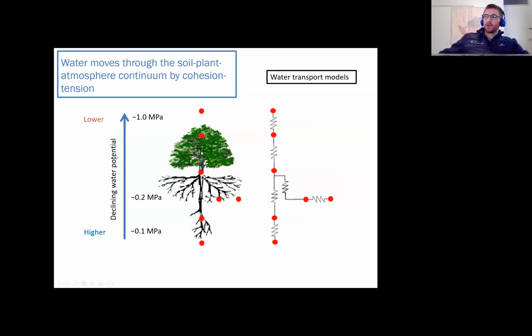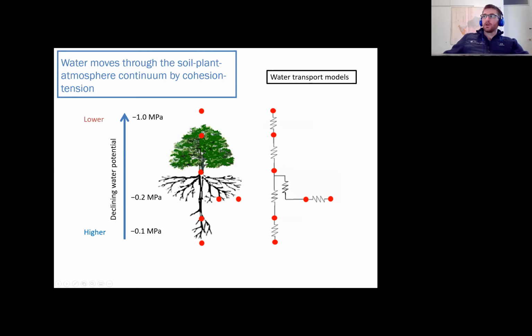I'll spend a little bit of time discussing water potential because this is often a concept that a lot of people find fairly difficult to grasp at first. It's the idea that plants don't have a heart. So how does water move to the tops of trees? How does water move to the tops of plants?